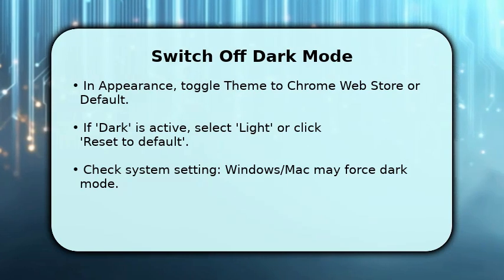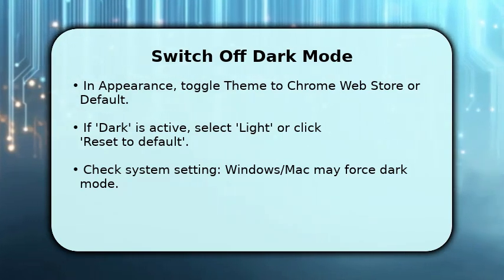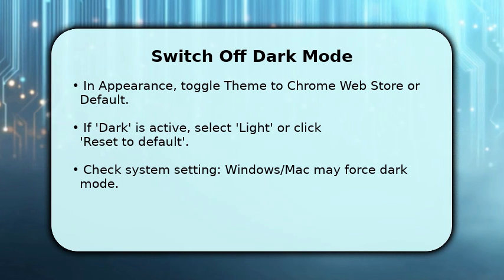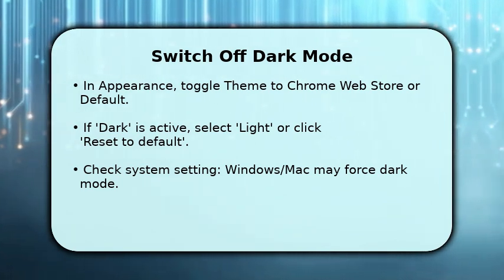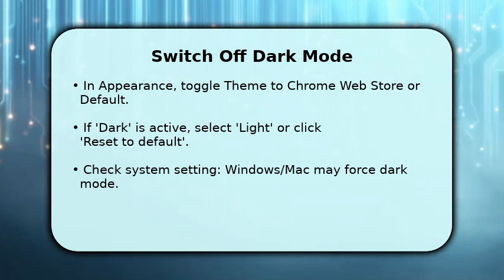Now you address the active dark appearance. In Appearance, choose either Light or click Reset to Default to remove any custom dark themes. If a web store theme is applied, choose the Chrome default theme. That returns colors to neutral.